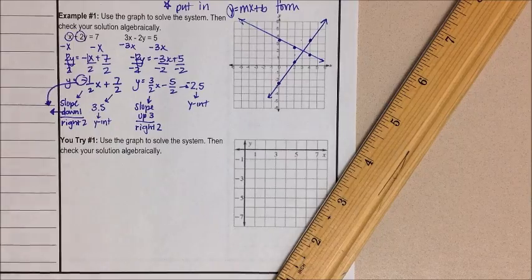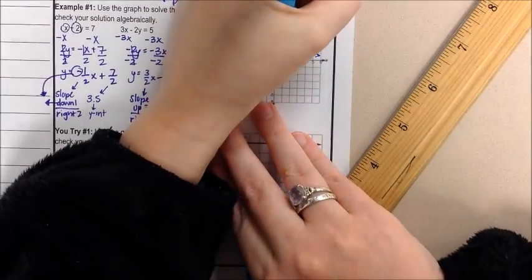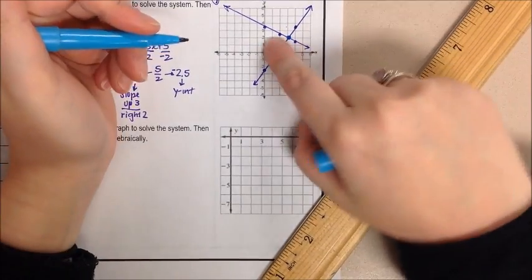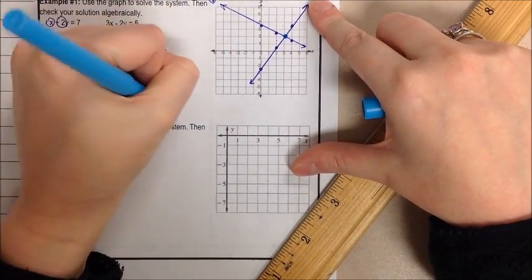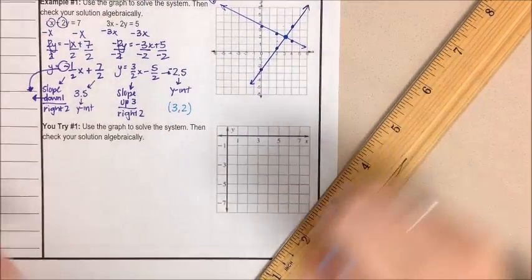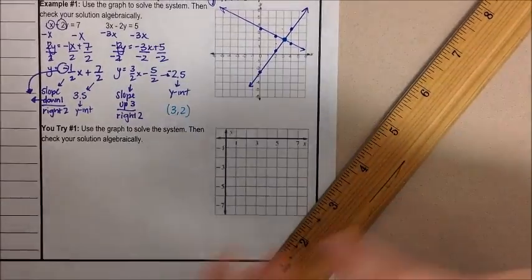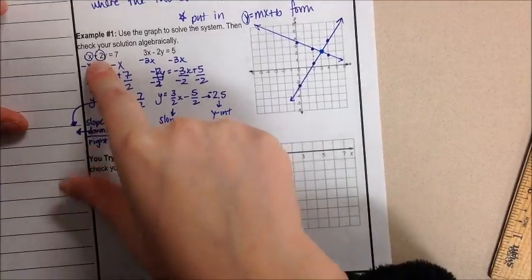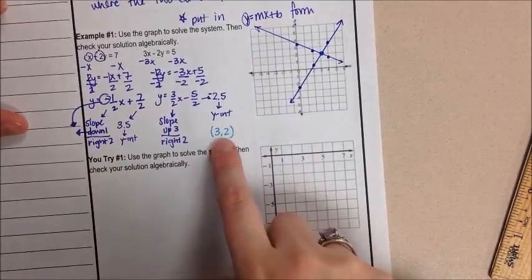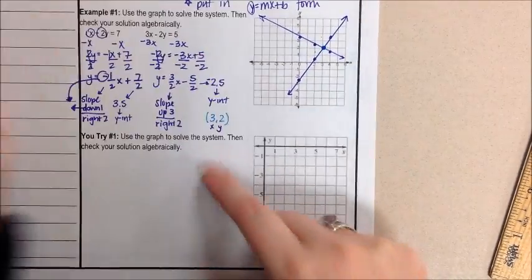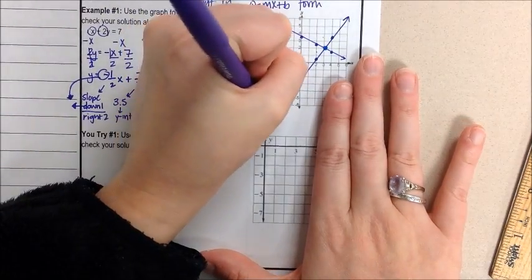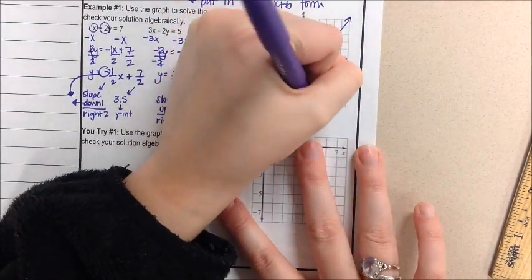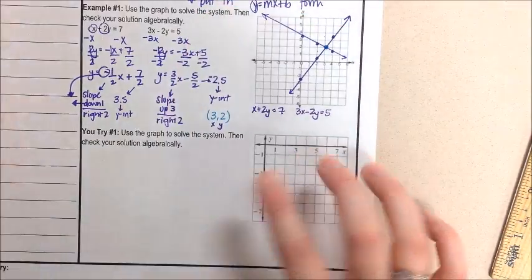Right here is where my two lines cross, which is the x value of 3 and the y value of 2, so the point is (3, 2). Now it says check your solution algebraically, which means it wants us to plug this into both equations and make sure that I get a true statement. So this is my x, this is my y. I have x + 2y = 7, and I have 3x - 2y = 5.